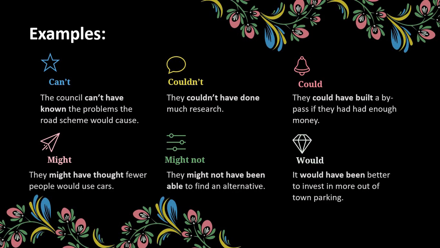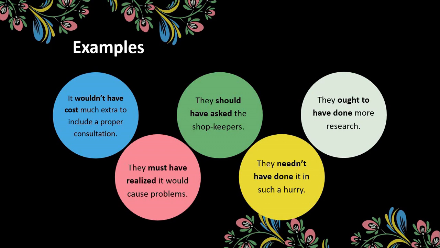They might have thought fewer people would use cars. They might not have been able to find an alternative. It would have been better to invest in more out-of-town parking. Let's see a few sentences again. It wouldn't have cost much extra to include a proper consultation.